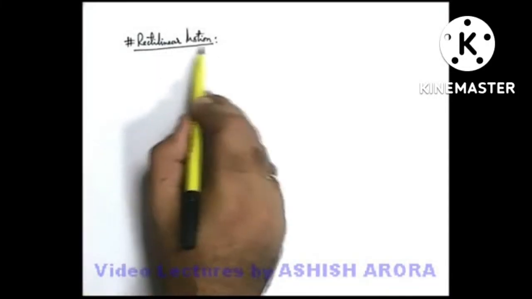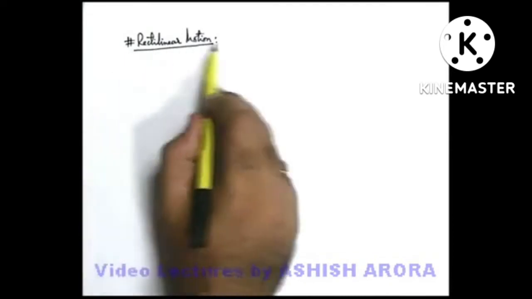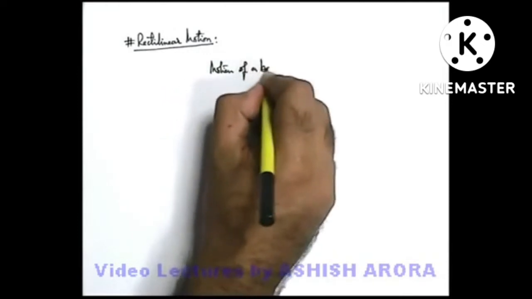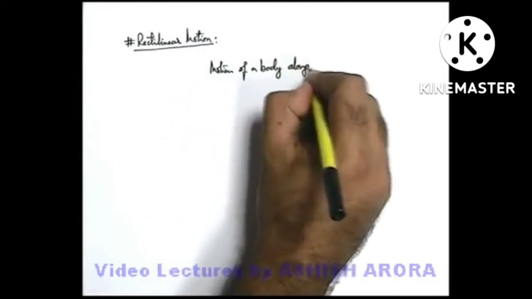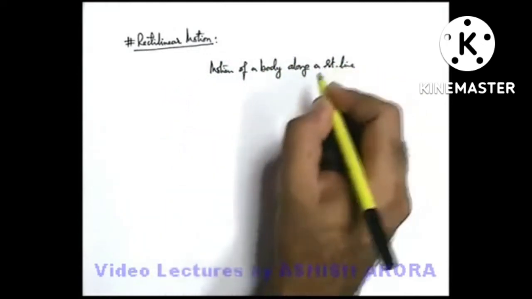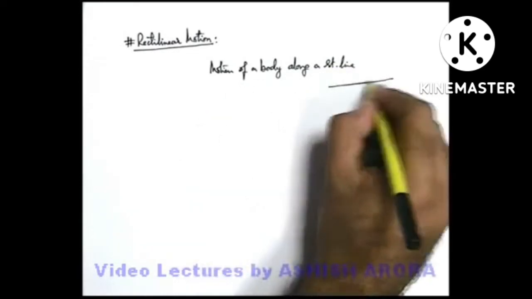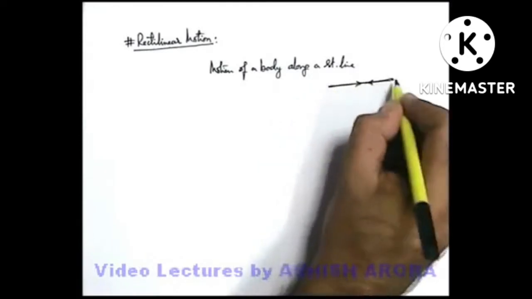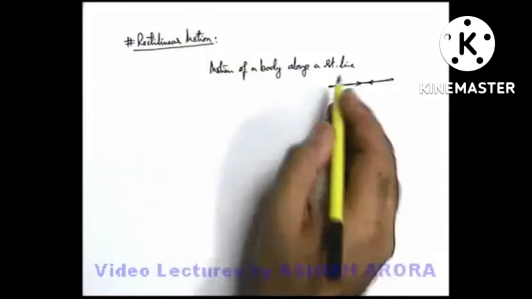Now we'll start the topic of rectilinear motion. Rectilinear motion can be directly written as motion of a body along a straight line. When a body moves along a straight line, either forward or backward, in either direction, this motion we simply call rectilinear motion.